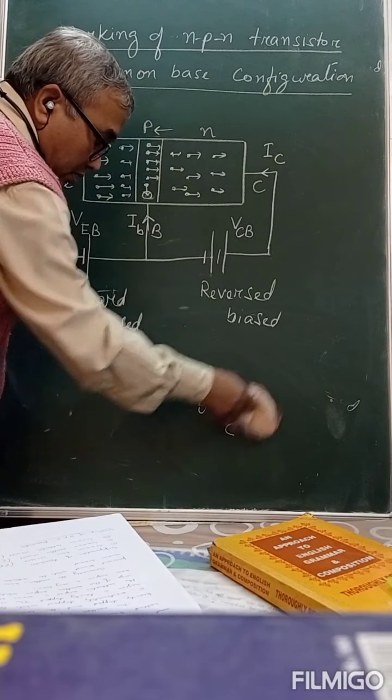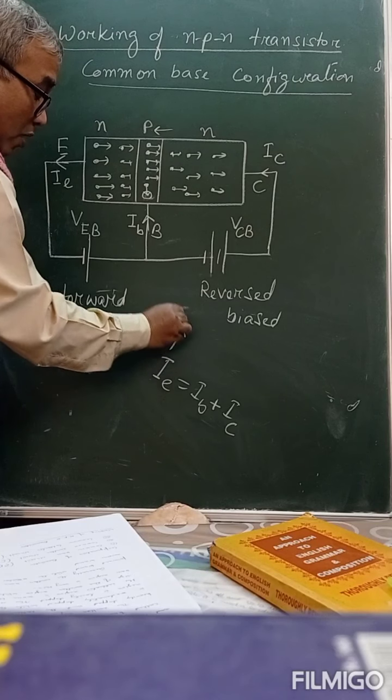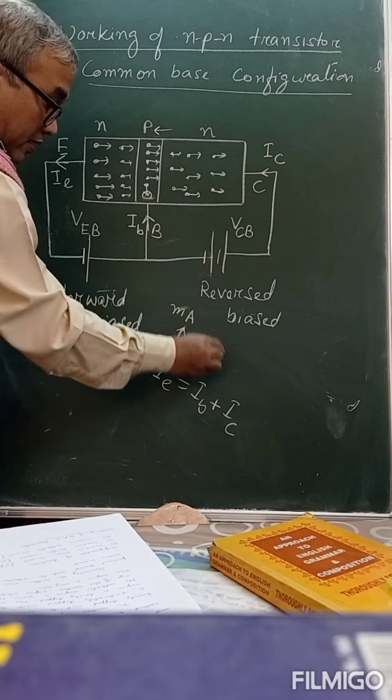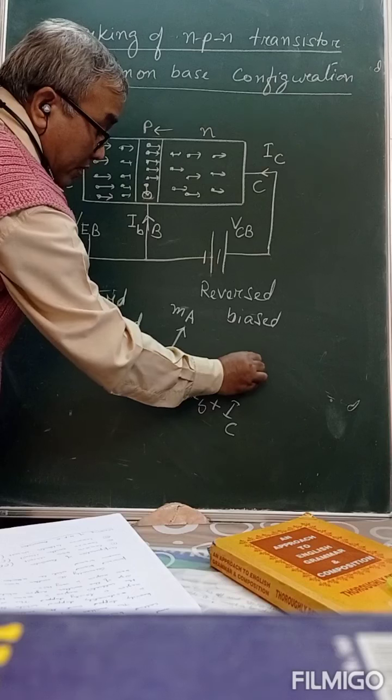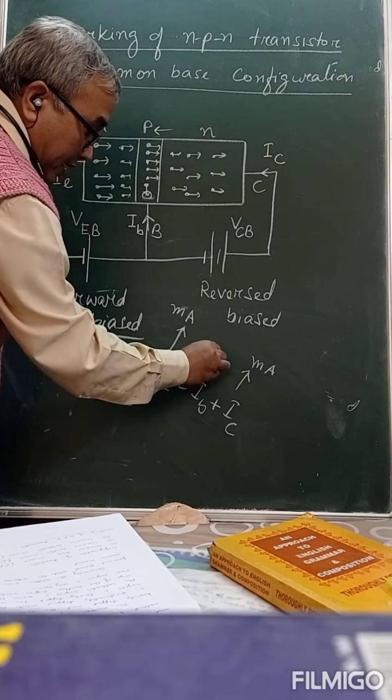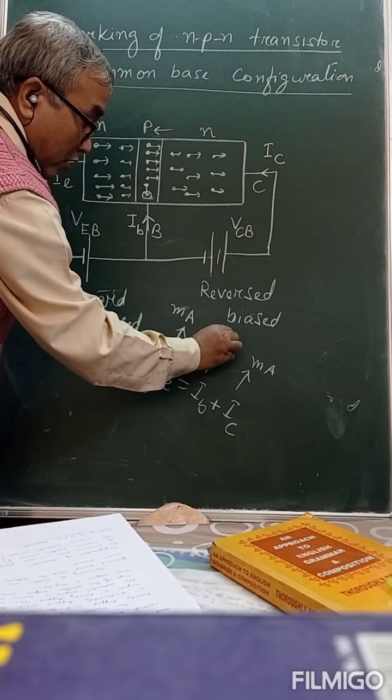Is it clear? This emitter current is of the order of milliampere. This collector current is of the order of milliampere, but this base current is of the order of microampere.